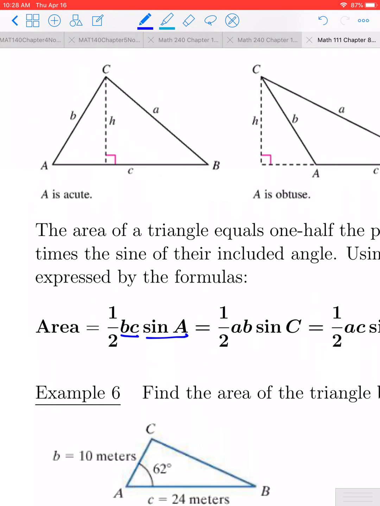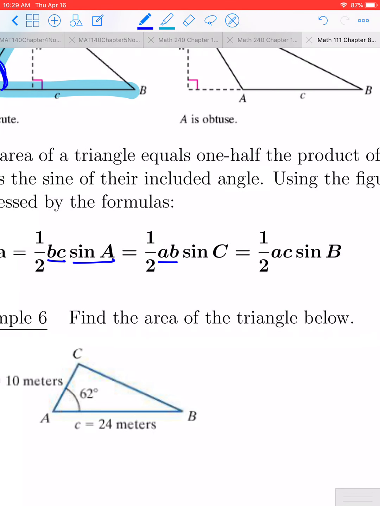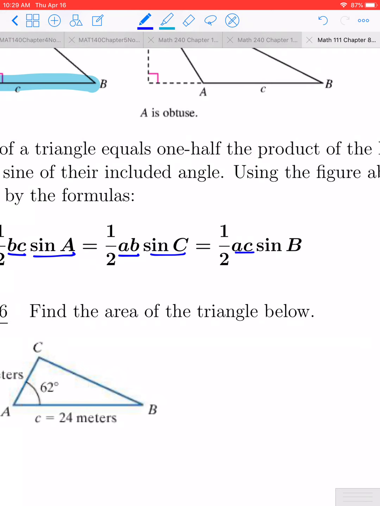For example, if I go back and pick on this very first triangle right here, if I know side B, which is here, and I know side C, which is here, the angle between those two is the angle formed by those two sides. That would be angle A. I can find the area by doing 1/2 B times C times the sine of A. Conversely, if you knew side A and side B, then you would need to multiply by the sine of angle C times 1/2. And then if you had A and C, it would be 1/2 the product of A and C times the sine of B.